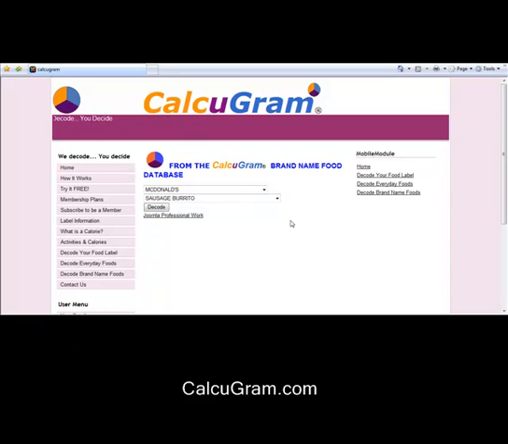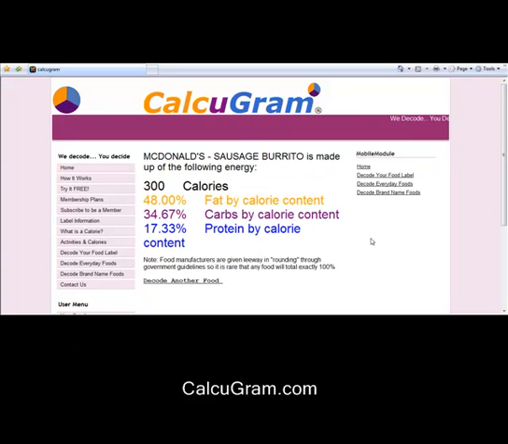And now I want to understand, how did I do? Now, did I do okay? Remember, my goal is to lose weight. So let's hope that I did okay. Click the decode. And I did not do myself any favors. It's almost, as you can see, almost 50% fat. So I have to make a decision based on that if I want to eat another sausage burrito. Does that line up with the goal of losing weight?